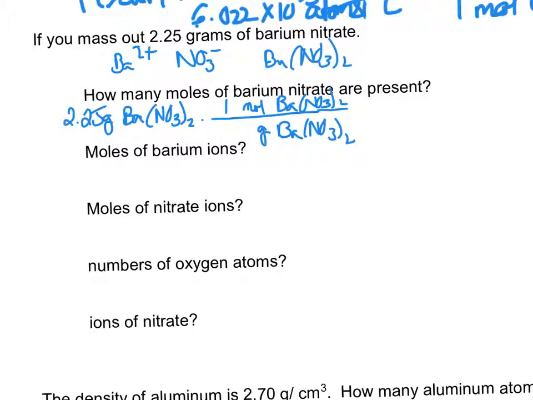So I add a barium, which is 137.3 grams per mole. Then I add 2 nitrogens, which are 14 grams per mole each. And then I add 6 oxygens, which are 16.0 grams per mole each. Altogether, I get 261.3 grams. My grams cancel, and I end up with moles. I get 0.00861 moles of the barium nitrate.